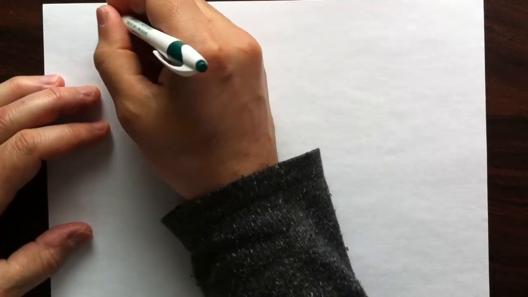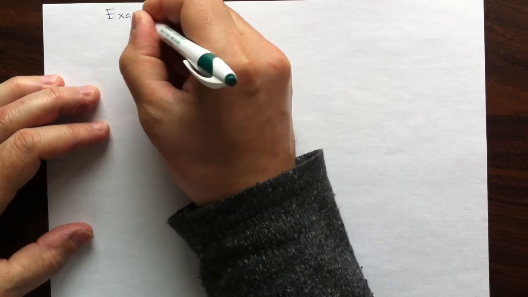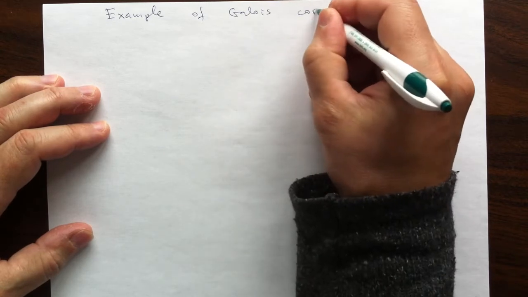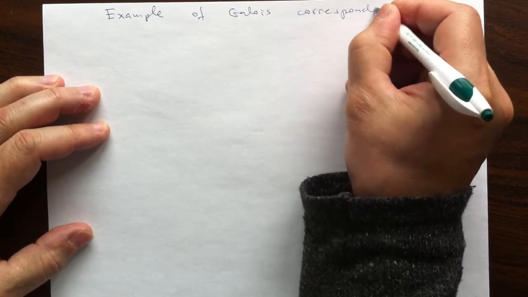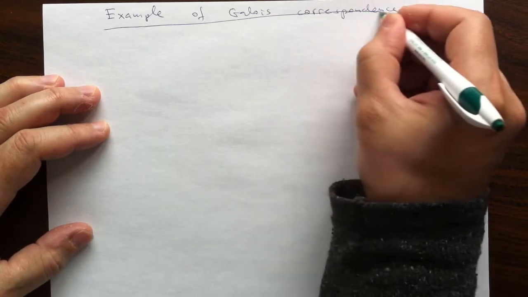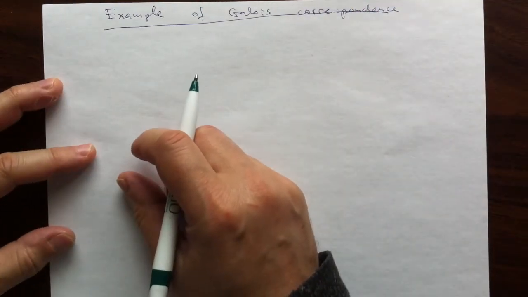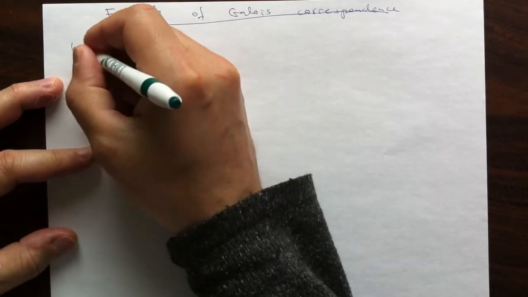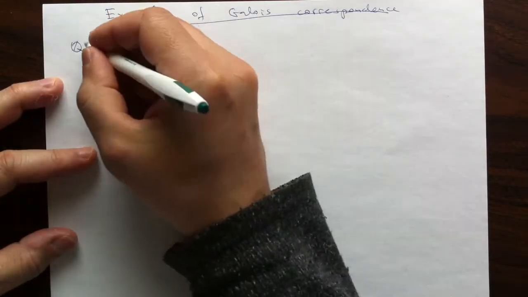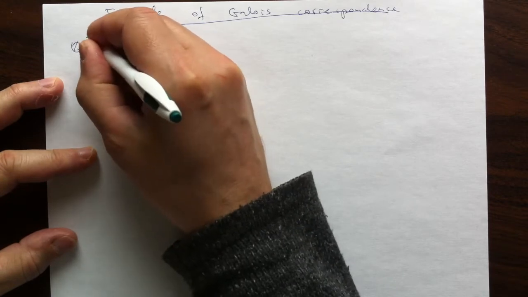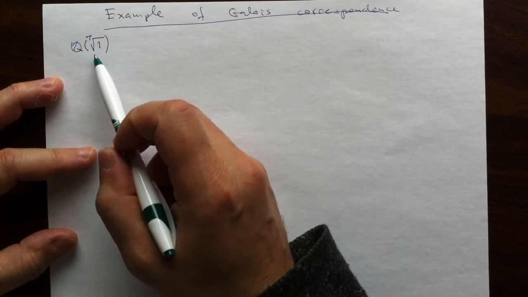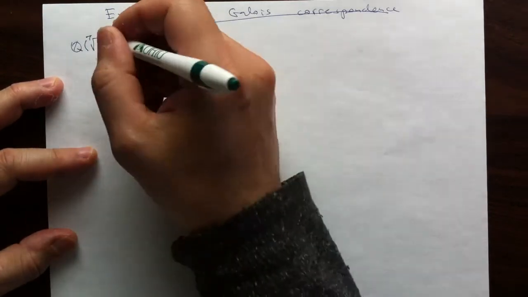This video is on one example of Galois correspondence. And the Galois correspondence will be an effective way of describing subfields in a given field. So the field in question is the cyclotomic field of conductor 7, the result of attaching all complex roots of 1 of degree 7 to the rationals.